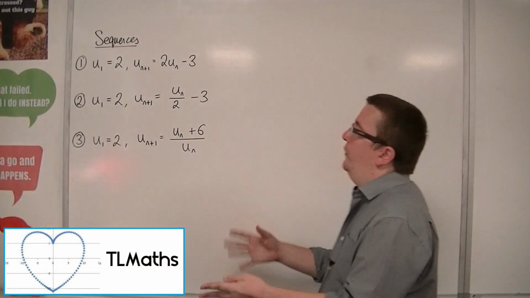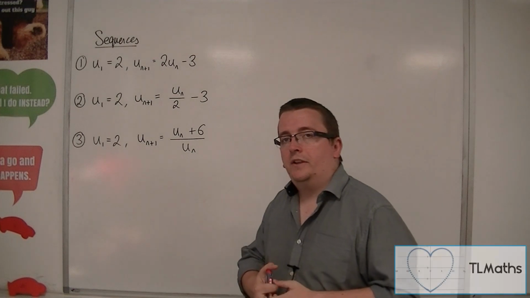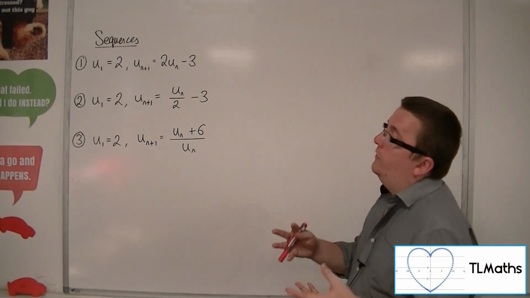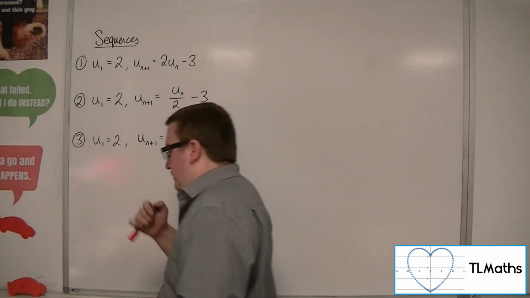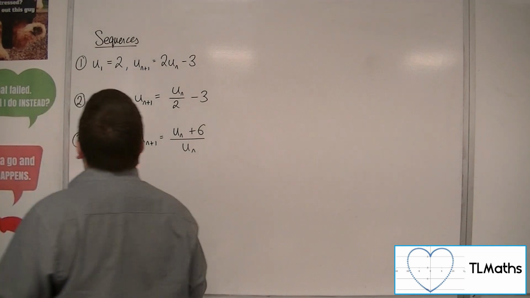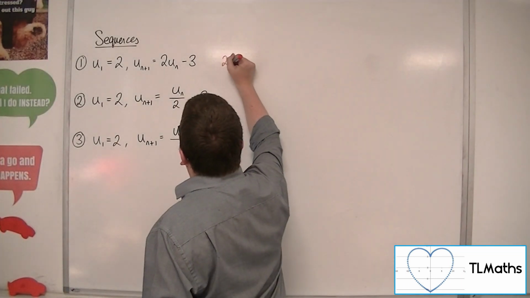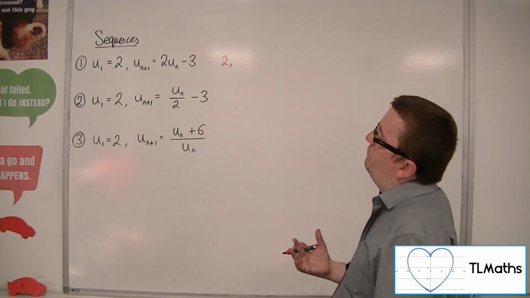Okay, so what we're going to do in this video is investigate these three sequences, okay? And we're going to see what happens when we've got this starting value of 2 in each case. So, for this first one, we've got u1 equals 2, so our first term is 2. So I'm just going to write them down like a sequence of numbers rather than u1, u2, u3, etc.